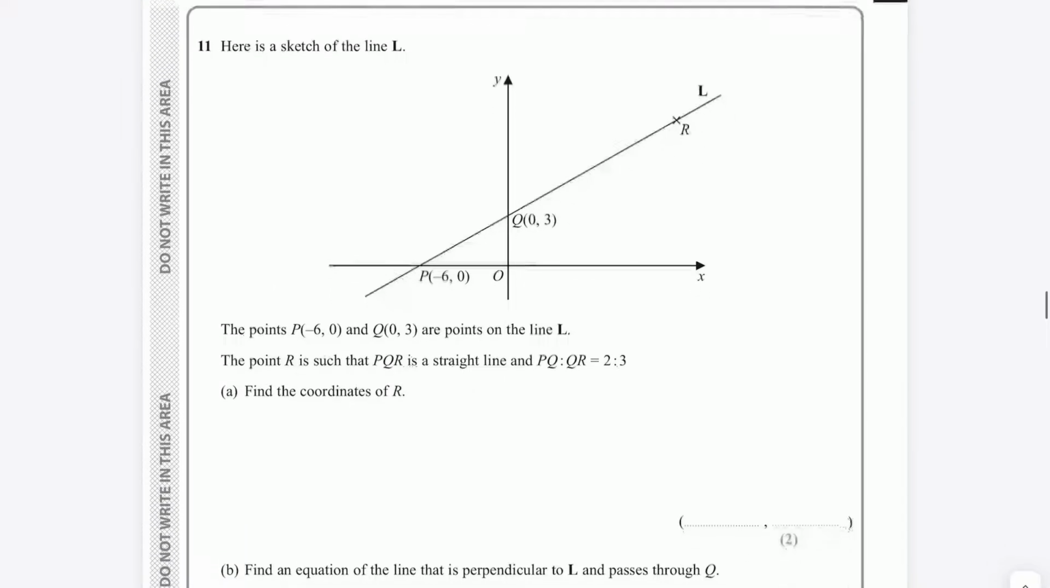Question 11, here's a sketch of a line. So we have 2 points. The point R is such that PQR is a straight line 2 to 3. Find the coordinates of R.